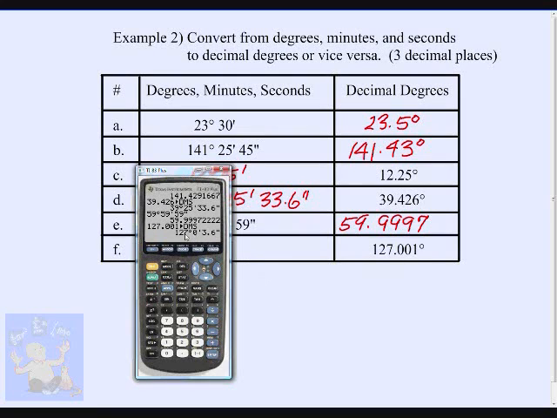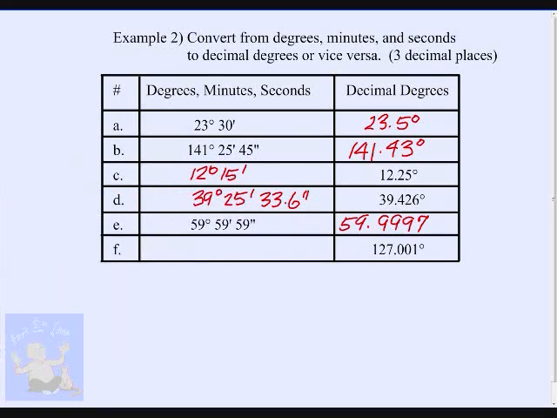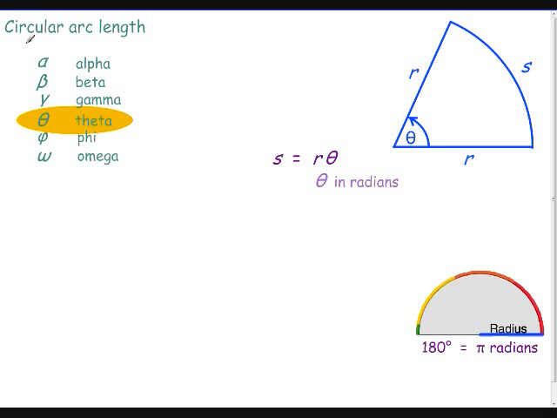It's 127 degrees, 0 minutes, and 3.6 seconds. 127 degrees, 0 minutes, and 3.6 seconds. And you do have to put the 0 minutes in there.